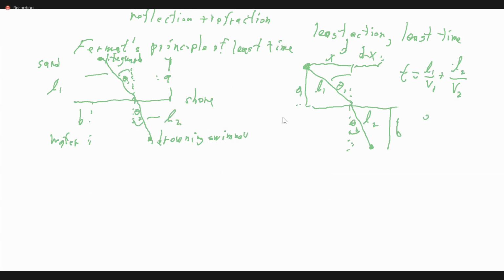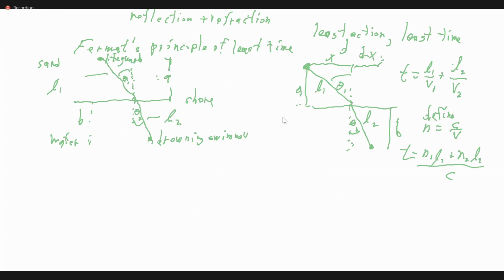So let's define a new quantity. We'll call this N, which is the ratio of some speed C divided by V. Spoiler alert: C is the speed of light, and N is called the index of refraction. We'll come back to that in a while. So this T would be equal to N1 L1 plus N2 L2, over C.